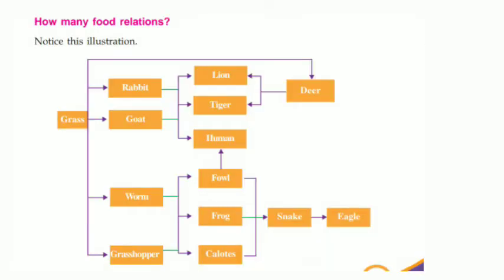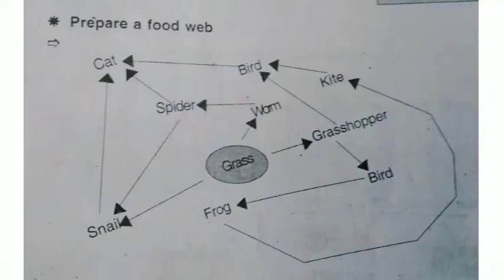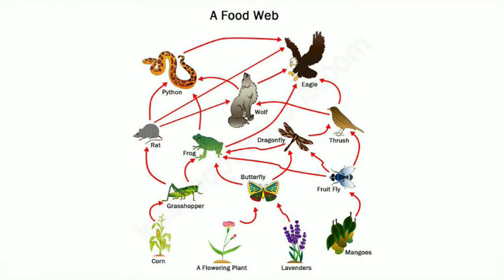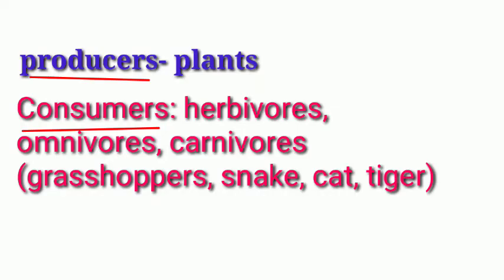Look at the picture. In this picture, many food chains are interrelated. Many food chains join together to form the food web. In nature, we can see many food webs. Green plants prepare their own food, so they are known as producers. Organisms that depend on other organisms for their food are called consumers.